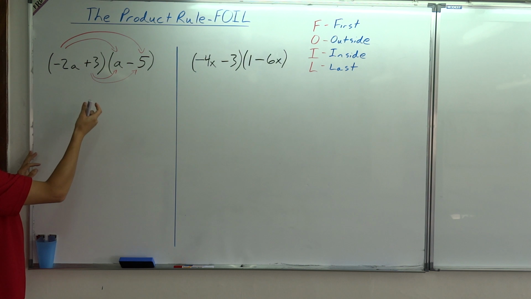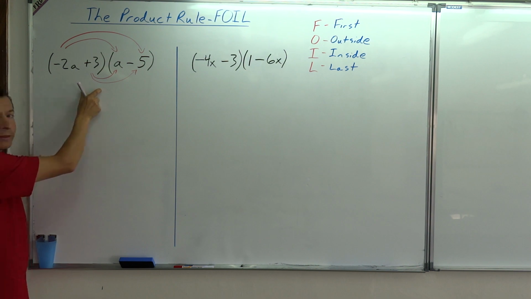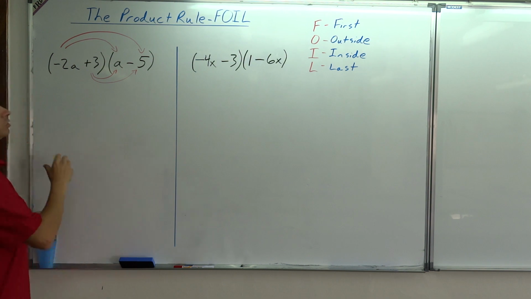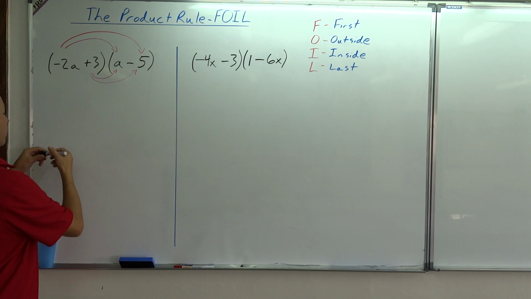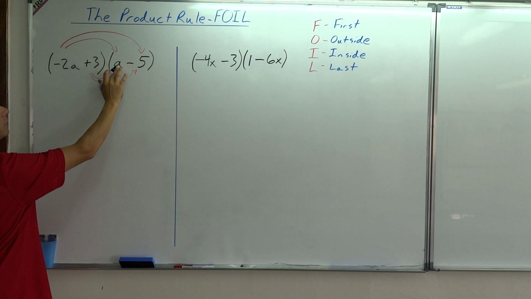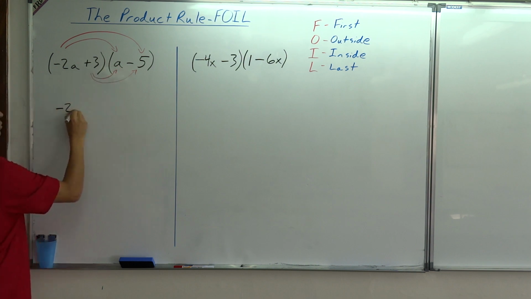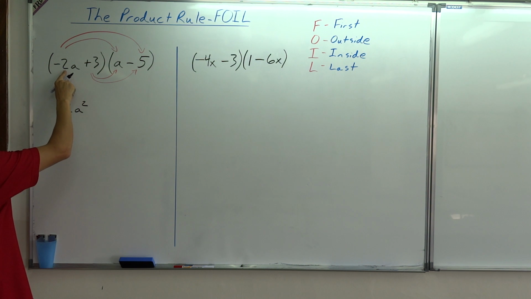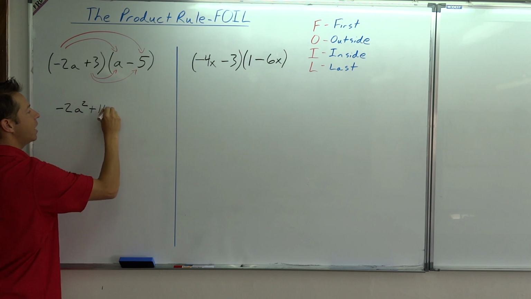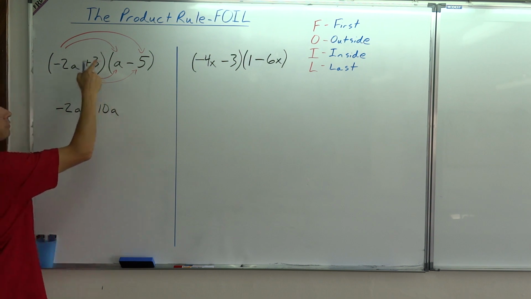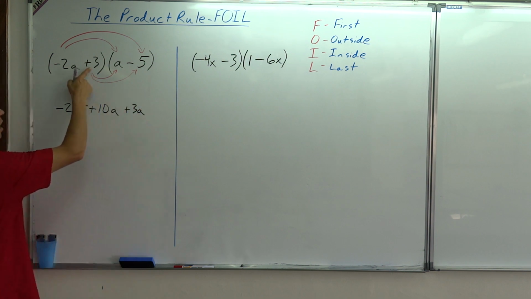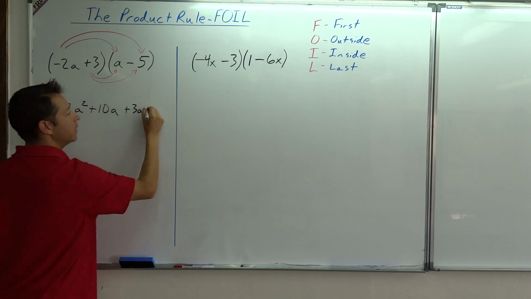The reason, and really the only reason, that this question is any more difficult than the last one is just that there's more opportunities to make mistakes when it comes to directed numbers. So go a little bit slower and make sure you're aware of any time that you're dealing with a negative number. In this case, I'm going to get negative 2a times a, which should be negative 2a squared. Negative 2a times negative 5 should be positive 10a. Positive 3 times a is going to be positive 3a, and positive 3 times negative 5 is negative 15.